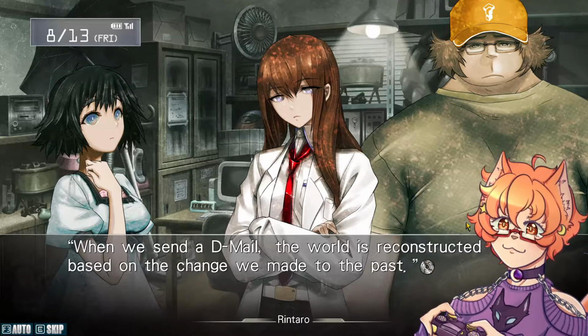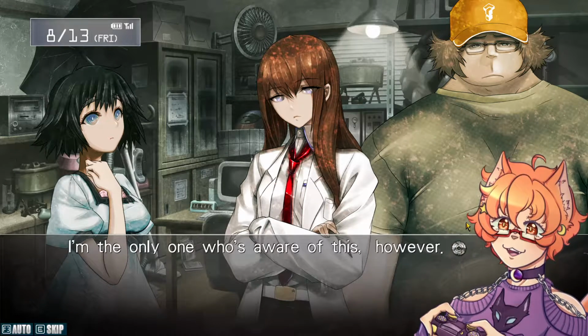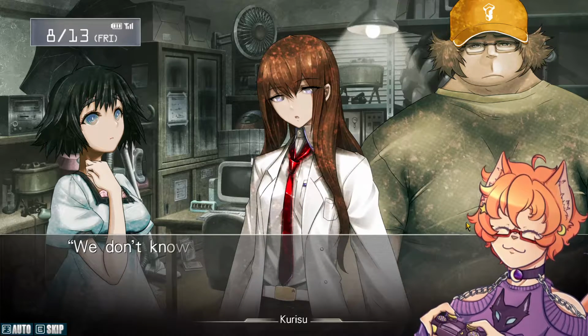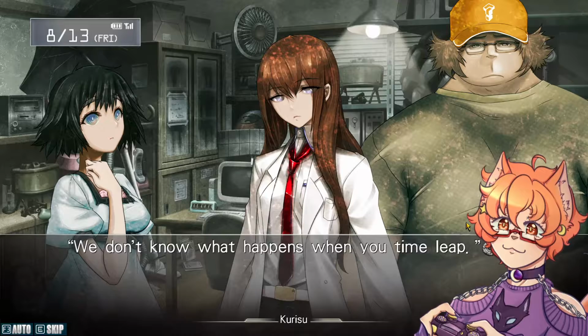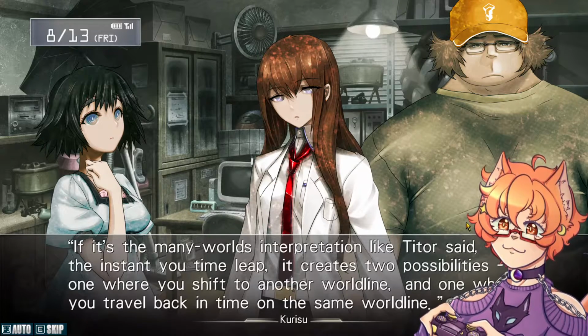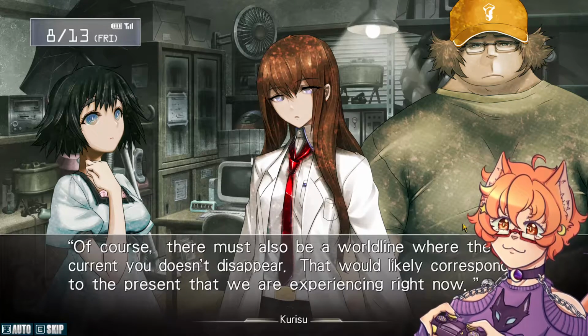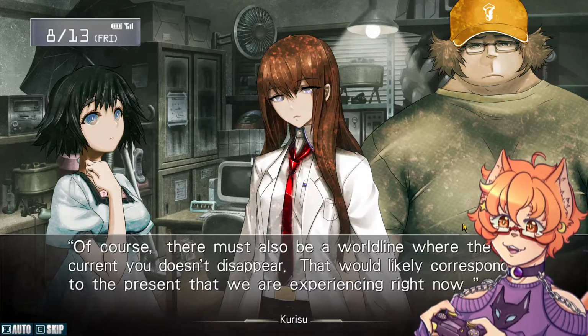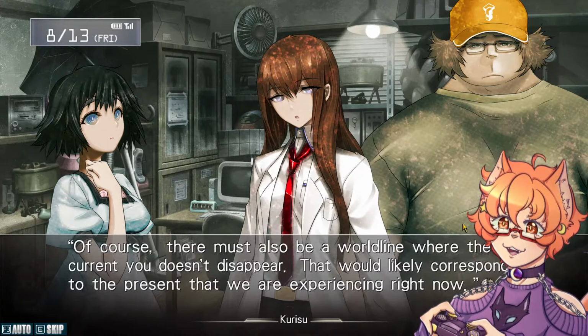When we send a D-mail, the world is reconstructed based on the change we made to the past. I'm the only one who's aware of this, however. We don't know what happens when you time-leap. If it's the many worlds interpretation like Peter said, then the instant you would time leap, it creates two possibilities. One where you shift into another world line, and one where you travel back in time on the same world line. Of course, there must also be a world line where the current you doesn't disappear. That would likely correspond to the present that we are experiencing right now.